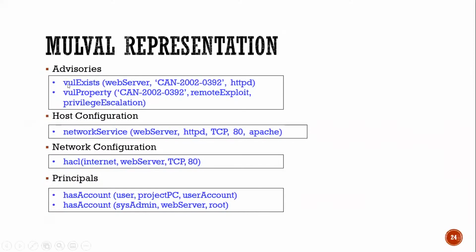So advisories show what kind of vulnerability exists in the network, the vulnerability property. Host configuration shows that the web server has Apache software, it's running on port 80, and this is the daemon. Network configuration is basically the access control list, which says that from internet to web server, there is a TCP connection that can be established on port 80. And principal shows that a user has a user account on this PC, and there is another system admin, which is kind of a root level account on the web server. So all this information we can obtain by scanning the network and by obtaining the host configuration information and the network rules.